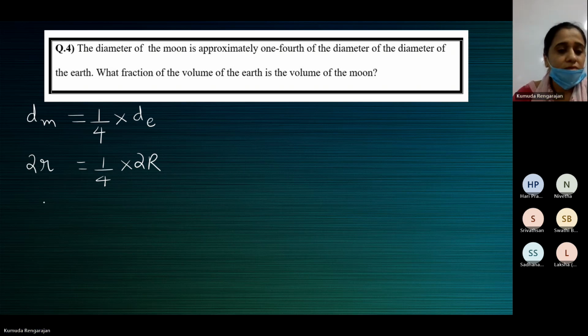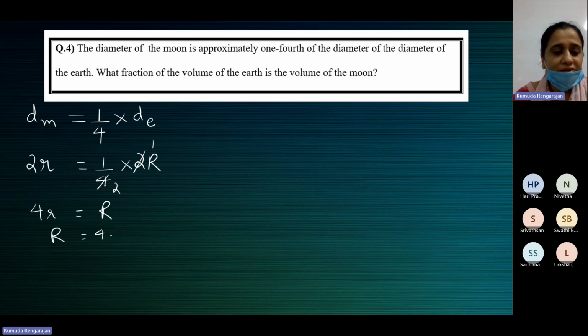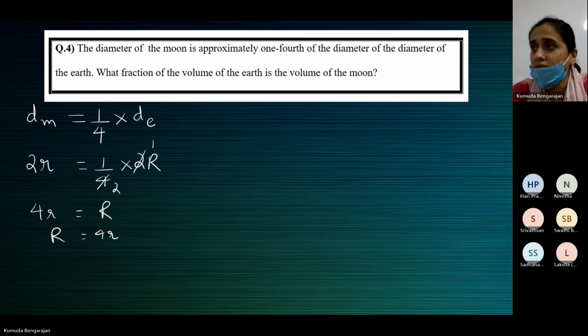All right. So you can simplify however you want. So 2 ones are 2, 2 twos are 4, cross multiply. So we have 4r is equal to R, or R is equal to 4r. That means the radius of the Earth is approximately 4 times the radius of the moon. That's what we understand from this equation.